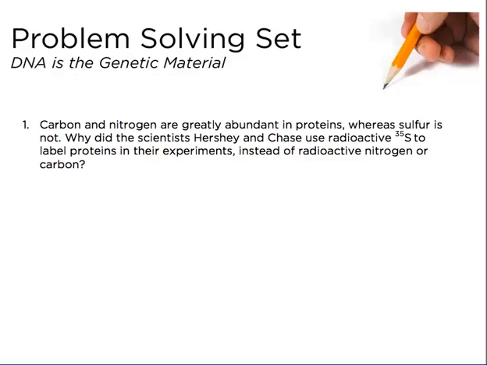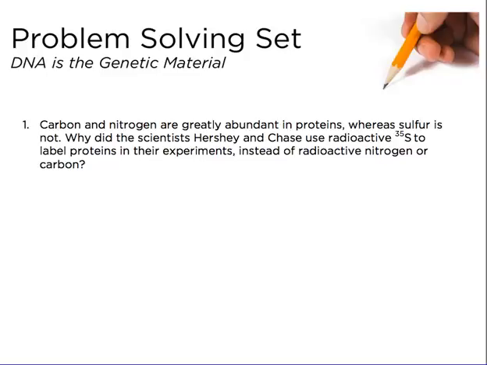Welcome to the problem-solving set on DNA as the genetic material. Problem 1. Carbon and nitrogen are greatly abundant in proteins, whereas sulfur is not. Why did the scientists Hershey and Chase use radioactive sulfur to label proteins in their experiments instead of radioactive nitrogen or carbon? So what was this experiment about?